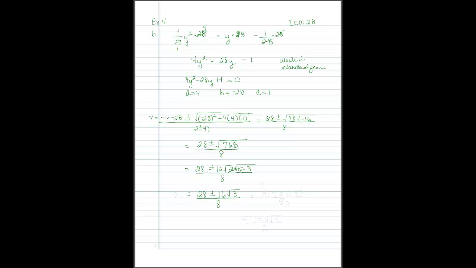Now, as with some of the other examples, look at your numerator. We're going to look at 28 and 16. Is there anything that we can factor out? We can factor out a 4 from the numerator. So we have 7 plus or minus 4 square root of 3 all over 8. And then we can reduce 4 and 8. 4 goes into 4 once, 4 goes into 8 twice. So our solution is 7 plus or minus 4 square root of 3 all over 2. And there you go.